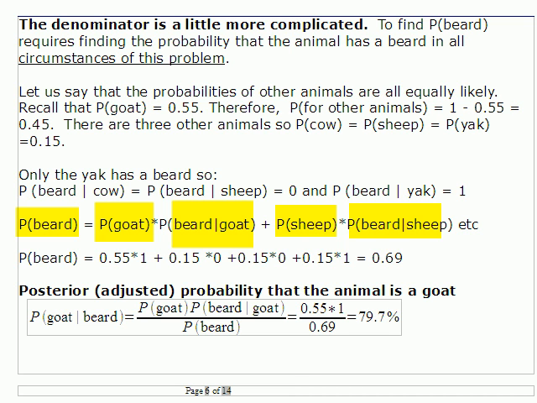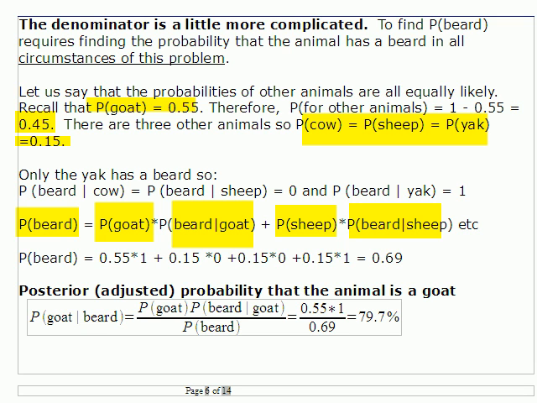So I know the probability that it was a goat was 0.55. Again, you see how this prior is always kind of lurking here. Now, I need the probability for the other animals. So what's left? 1 minus 0.55 is 0.45. So the probability of those other animals added together is 0.45. Let me say they're all equally likely, so I'll divide by 3 and say the probability for each of the other animals is 0.15. That way, when I add up all these probabilities, I'll get 1, which is what I should get. And let's say that only the yak has a beard.